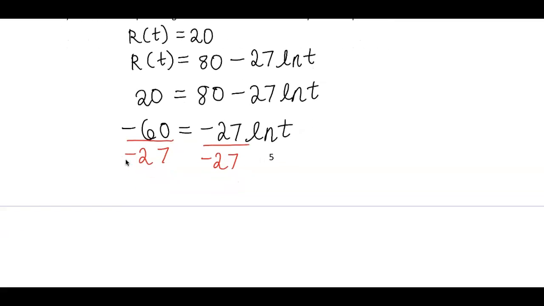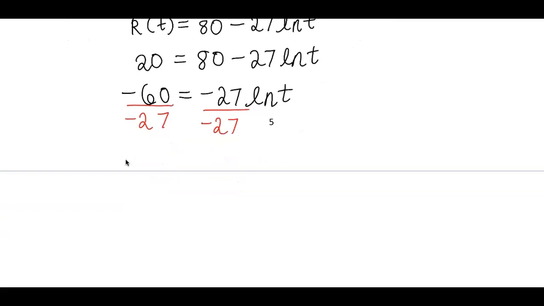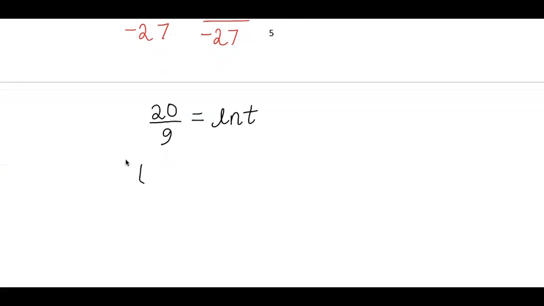We should be able to simplify that fraction then. Let me just use another piece of paper over here. Why not? The fraction will turn into positive, and both are divisible by 3. So I will divide them by 3 and get 20 over 9. Okay? And that equals natural log of t. In order to solve for t, now I will write this in exponential form. Because this is natural log, the base is e, and the power is 20 over 9. I'm about to plug this into my calculator to see what decimal we will get.